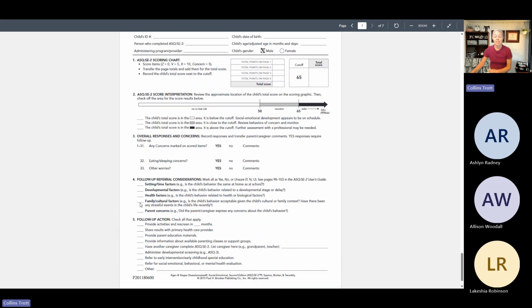So this one is a bit more tricky than the regular ASQ, but once you get the hang of it, it makes it a little bit easier. And the ASQ on this one, it reminds you what you're scoring each of those different ones. So that's really helpful. I wish the other one had those reminders on it.